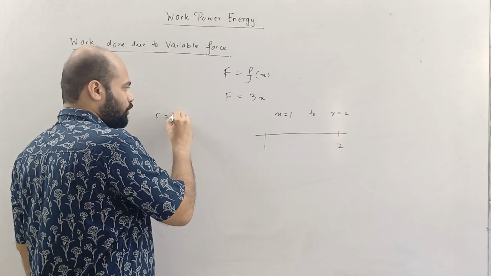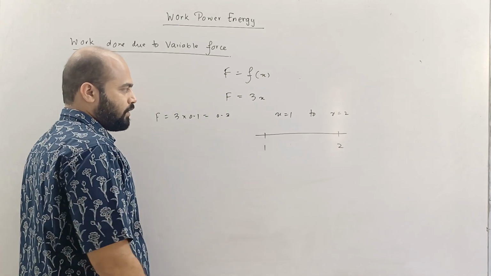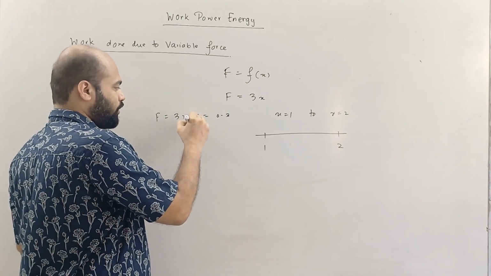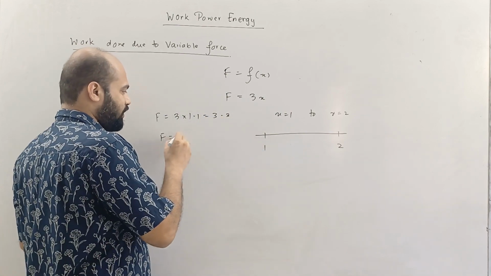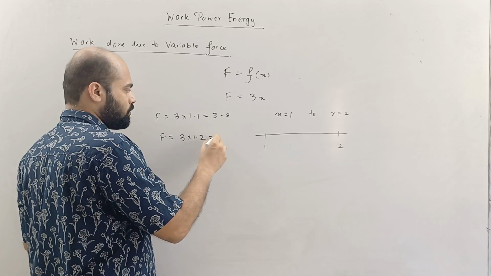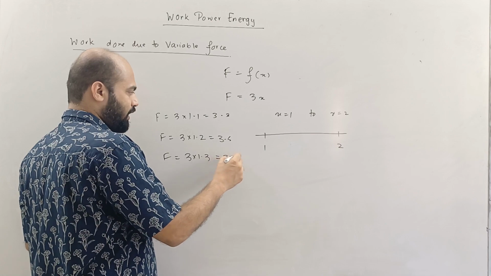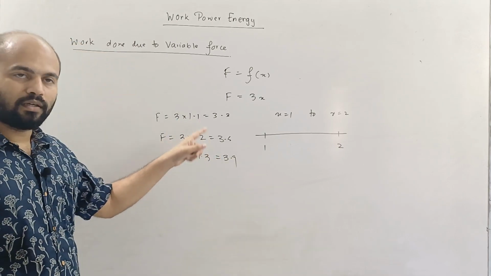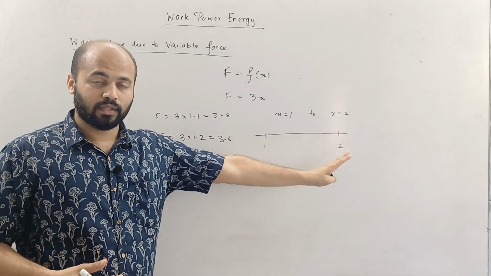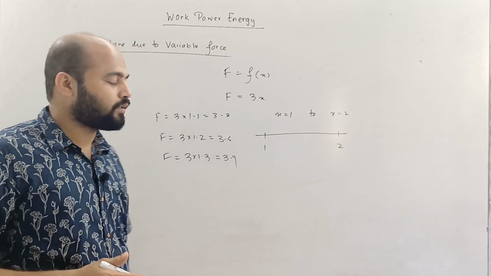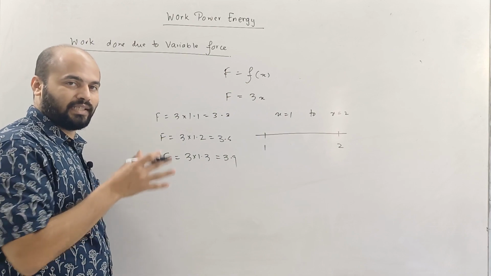So for example, if you put 3 into 1.1, what you'll get is 3.3 newtons. F equals 3 into 1.2, we'll get 3.6. F equals 3 into 1.3, we'll get 3.9, and so on. So every time you can clearly see that this is increasing. Now while the body goes from here to here, certainly the body will get displaced, there is no question about that. But the question is, at every moment, the force is increasing.